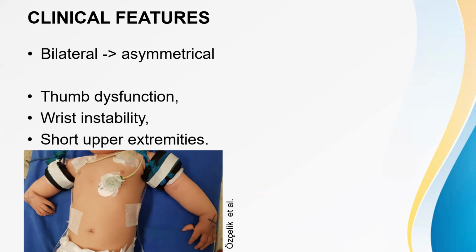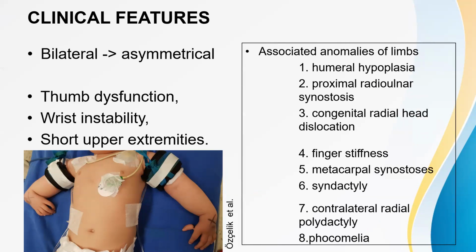The main features in presentation relate to thumb dysfunction, wrist instability, and short upper extremity. And these are the three steps that we need to focus on when we think about the management and the treatment of these patients. Associated anomalies of the limbs could be of the proximal limbs in humerus, proximal radioulnar joint, synostosis or dislocation of radial head, in the fingers, stiffness, synostosis, syndactyly, or in the other limb, contralateral radial polydactyly, or even phocomelia.